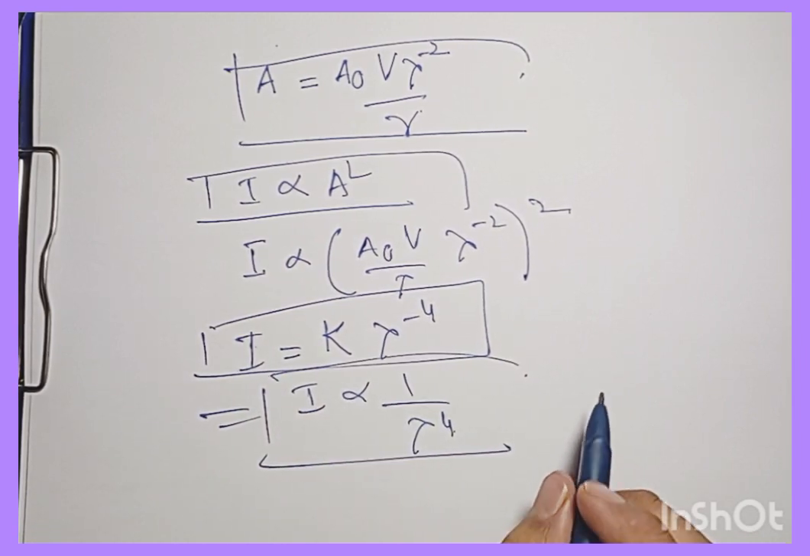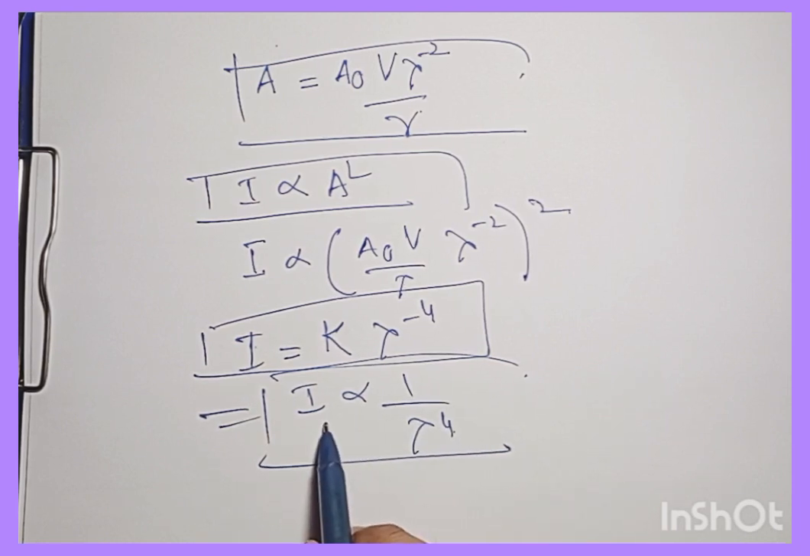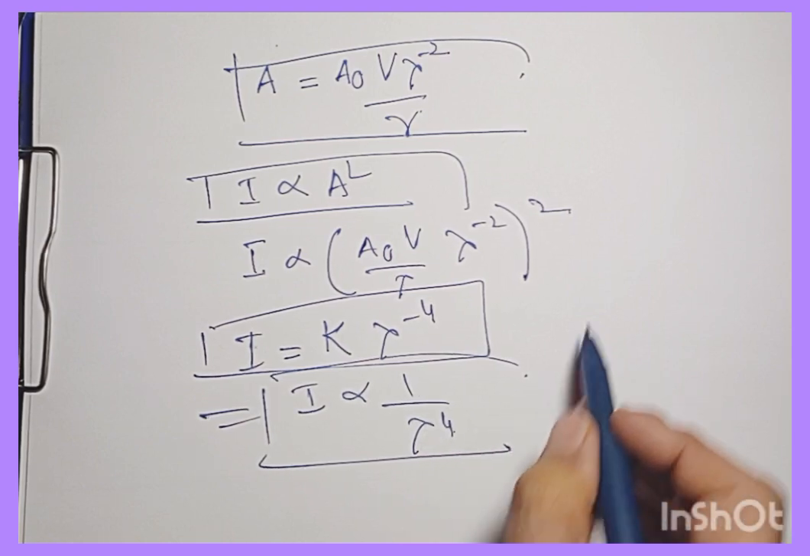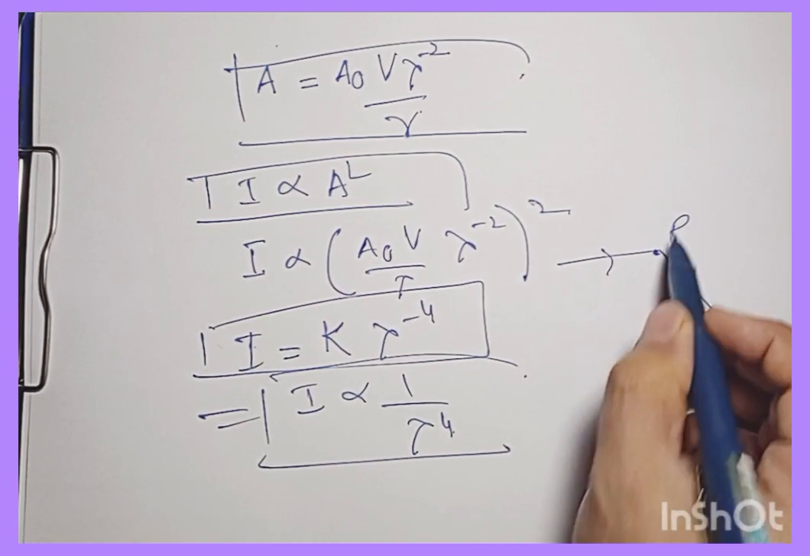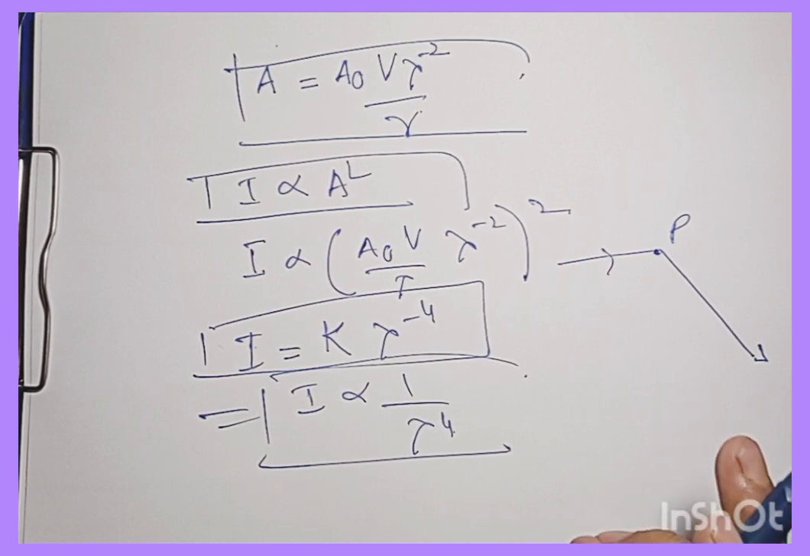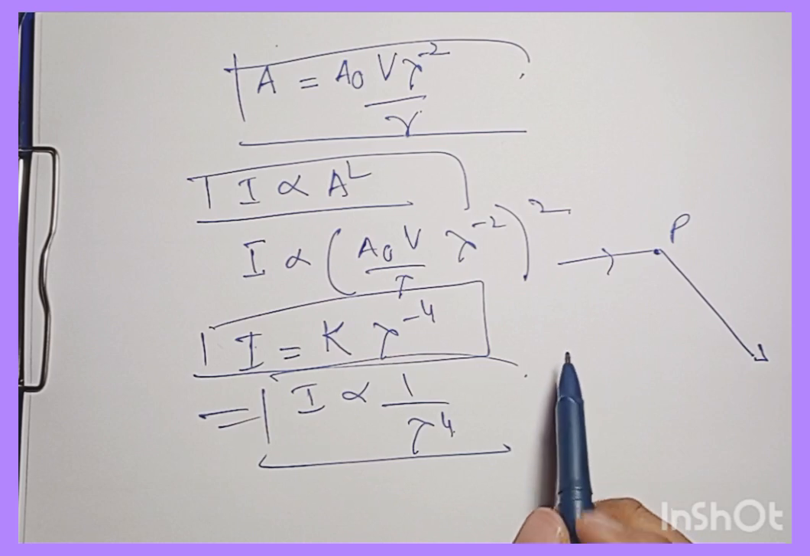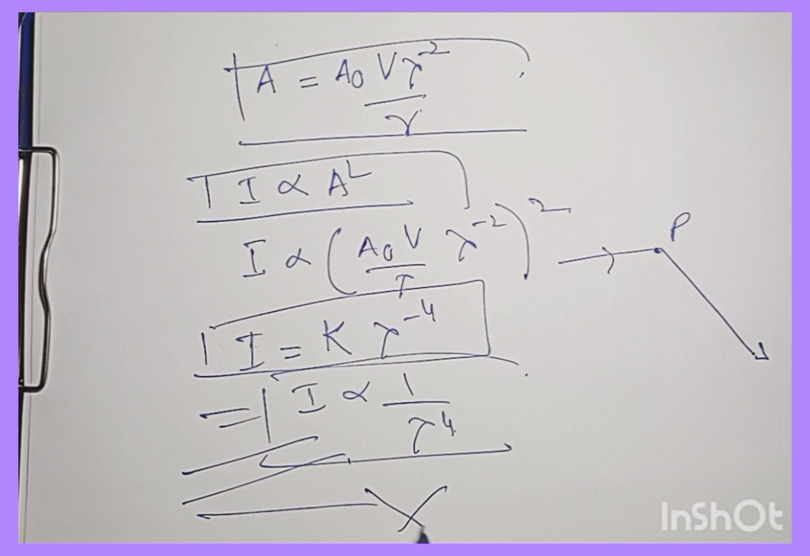And when the particle size is small compared to the wavelength of the incident light, the intensity of the scattered beam is inversely proportional to the fourth power of wavelength. And the scattered radiation that we have from this particle P is of the same wavelength as that of the incident light. Now, this is what is called Rayleigh scattering.